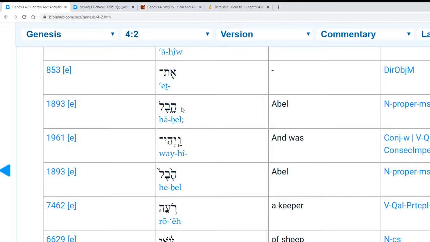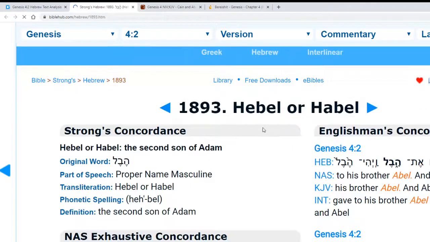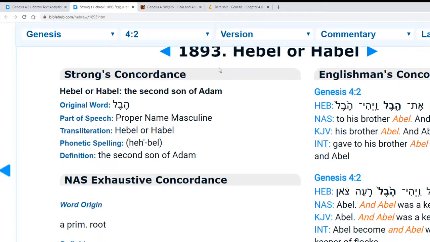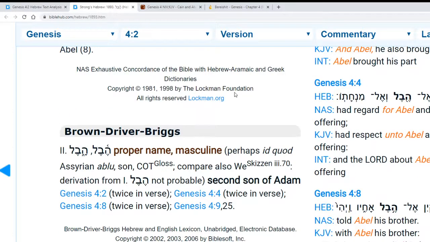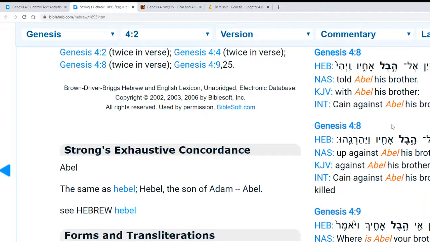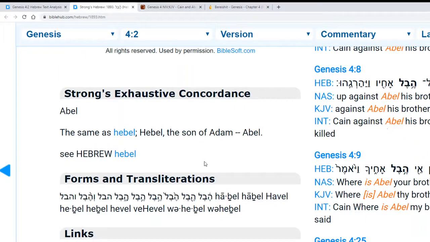But it's like a fleeting. It's kind of, I guess you could say, wind. Let's see, what do they say about Hevel? So see, the concordance here is telling you that the word Havel shows up in many places in the Torah, not just talking about the son of Adam.